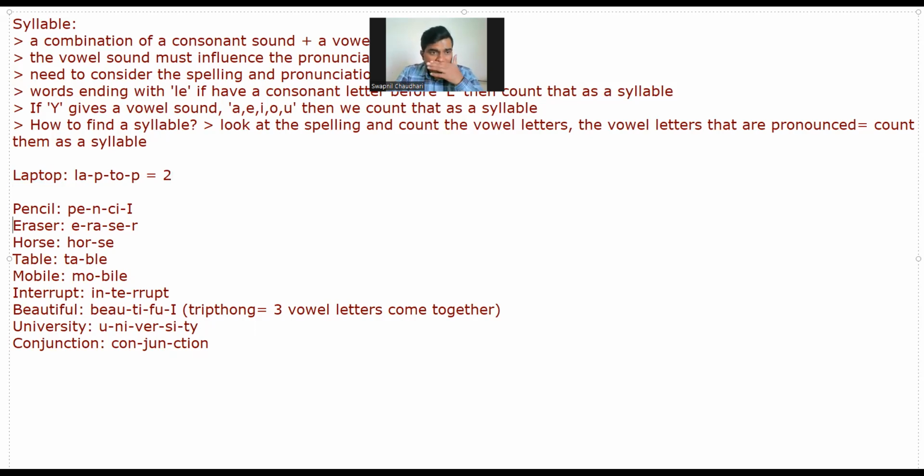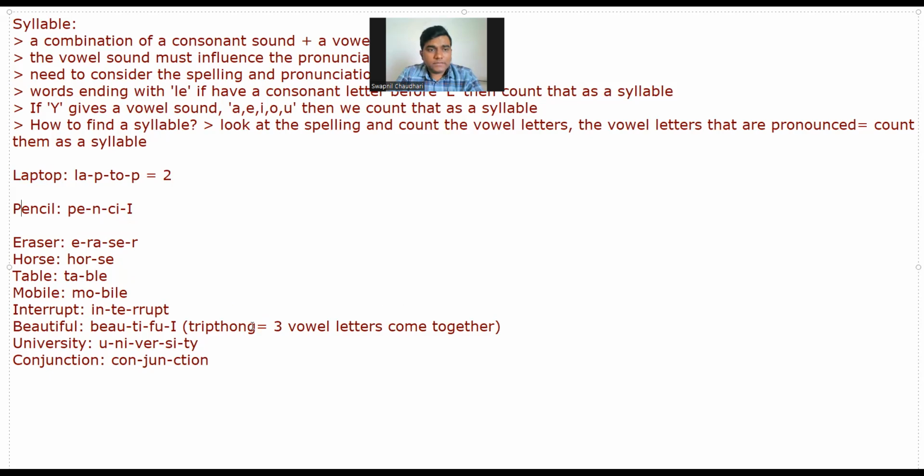The next word, pencil. What do you think of this? Pencil. Okay. So how many vowel letters? One and two. Do we have any silent letter over here? No, right? So pen, sil. Pencil. You can see that is our syllable one, pen, and that is our syllable two, sil. Pencil. Right?